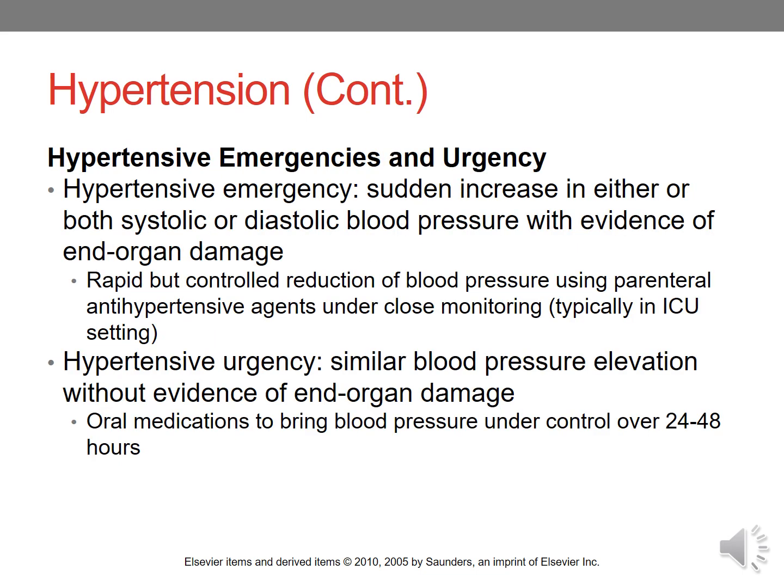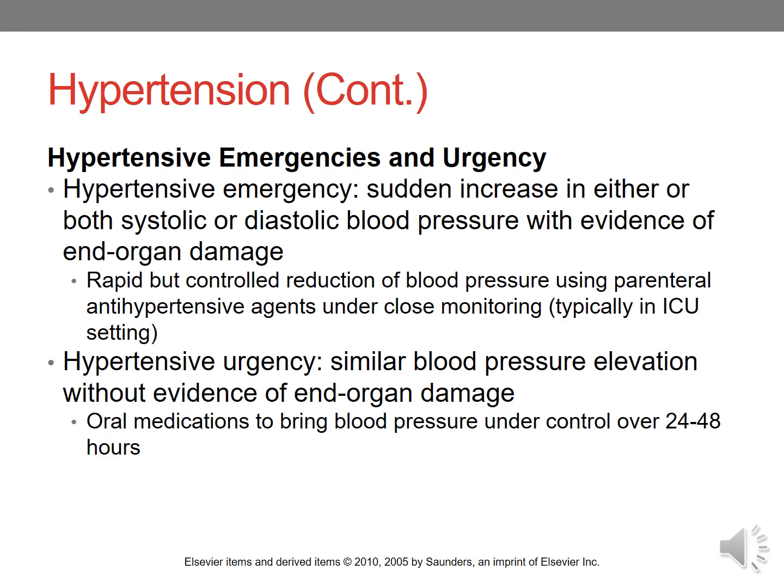The next category is something called hypertensive emergencies and urgencies. So, a hypertensive emergency is when a patient has a sudden increase of either systolic or diastolic or both, and it actually results in organ damage. So, let's say a patient's blood pressure shoots up really high, and then they lead into retinal hemorrhaging, or they have a hemorrhagic stroke or heart failure. So, this is what we call hypertensive emergencies.